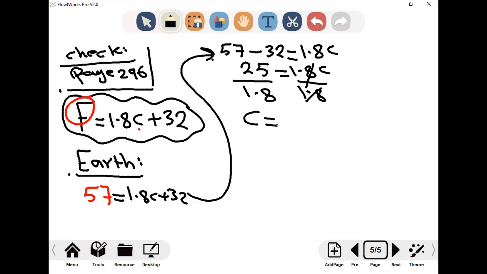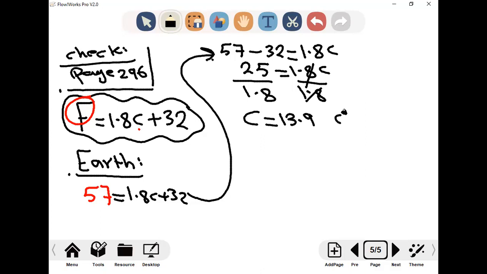I will use my calculator to save time. 25 divided by 1.8 is 13.8 something. 13.9 rounded. I will round because I have a lot of decimals. So it is 13 point what? 9. I rounded it. Okay. This is for whom? For the Earth, right?